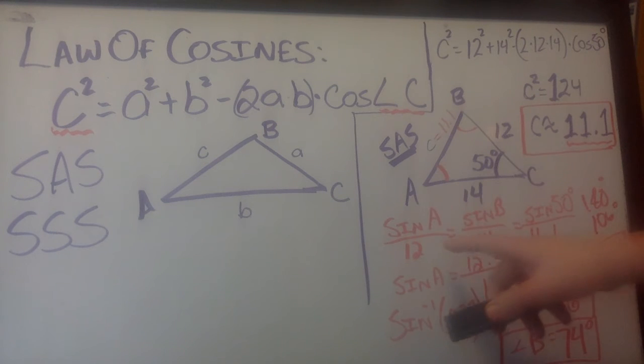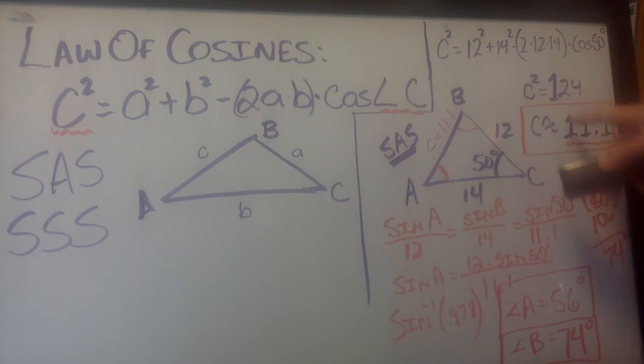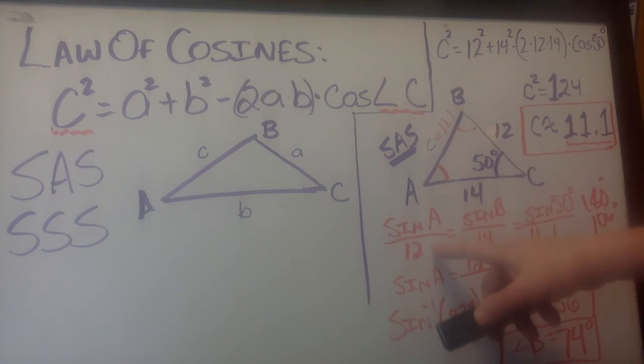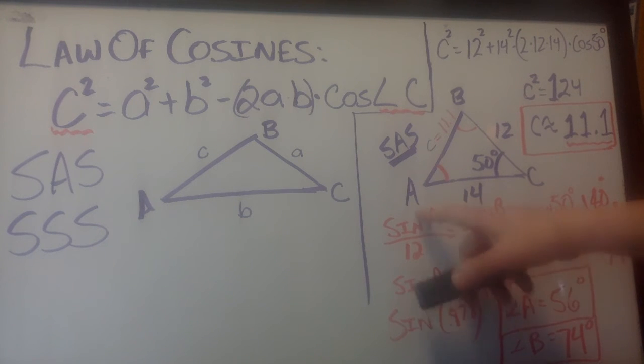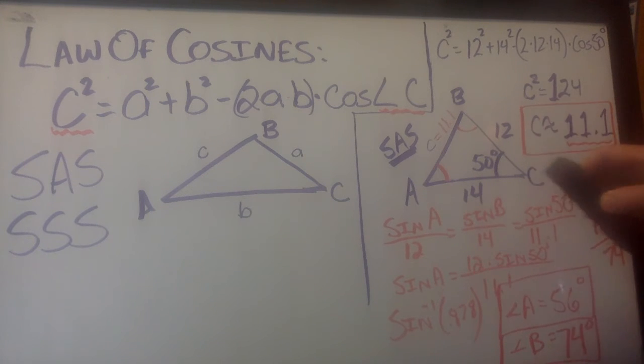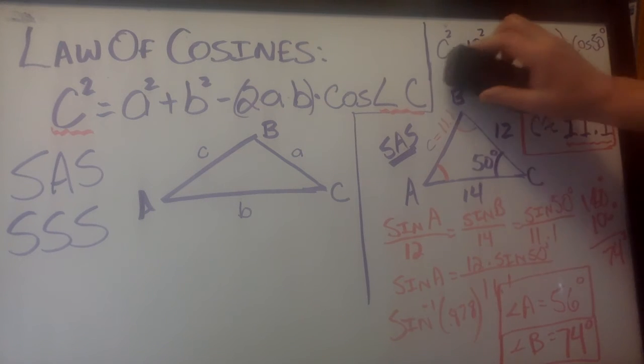So that's side, angle, side. Remember, once you get the side, you're going to jump to the law of sines. Once you do that, make sure you do the smaller of the two angles. How do I know which one's smaller? Because the side is smaller. I can show you that on another video if you want. Okay? So there's side, angle, side.